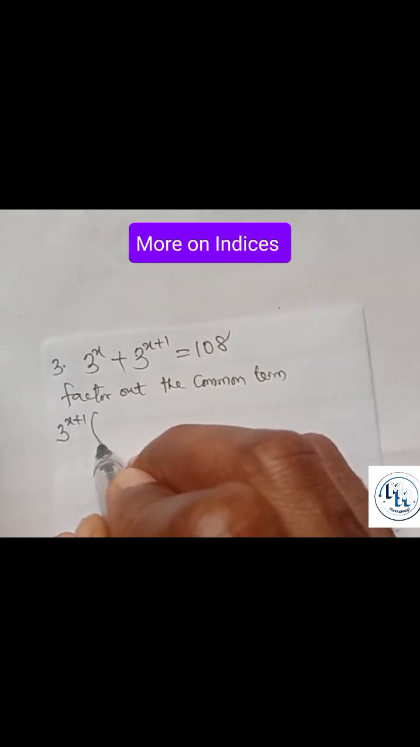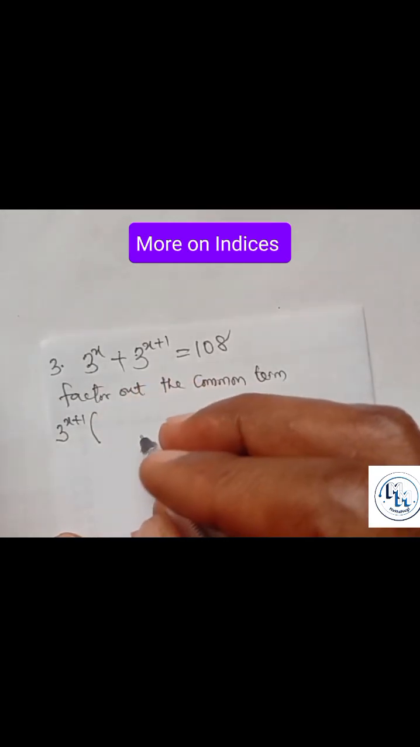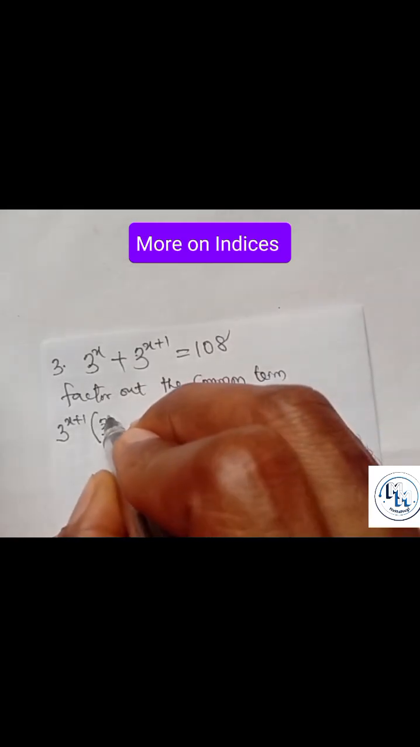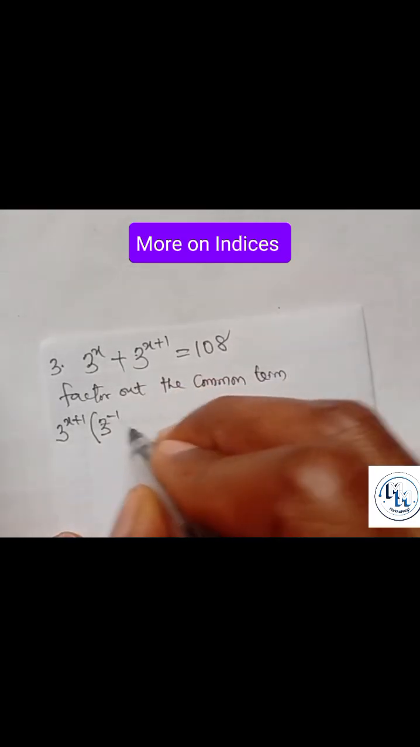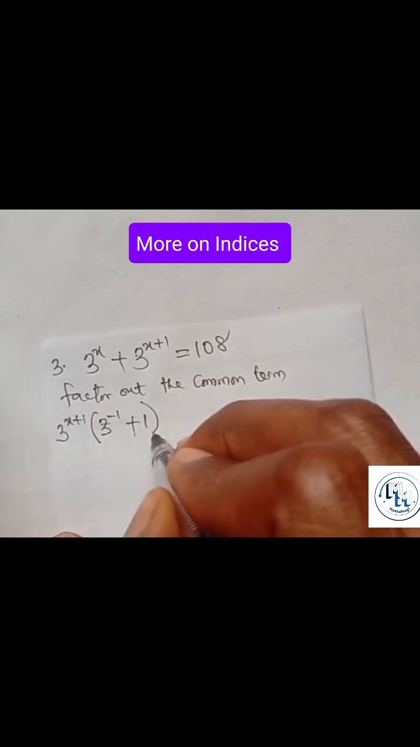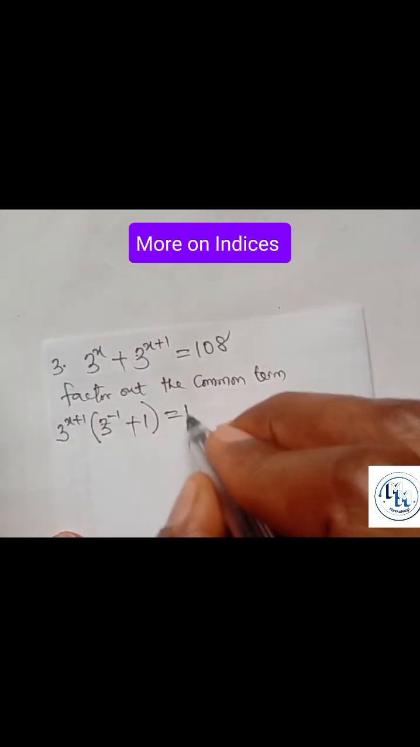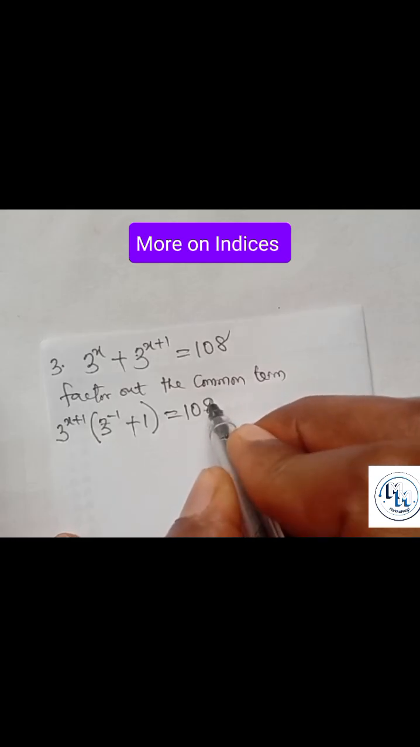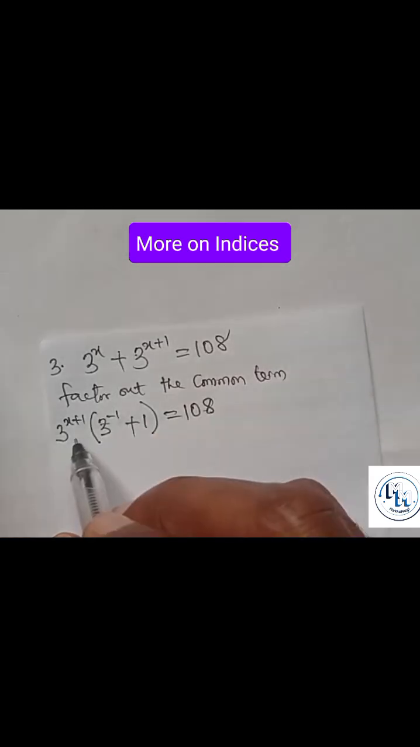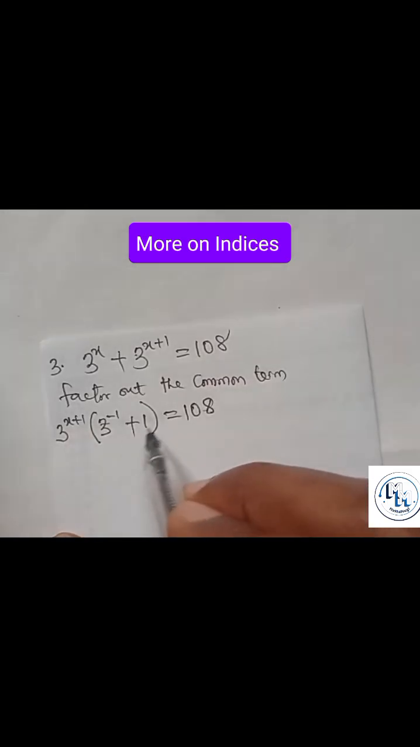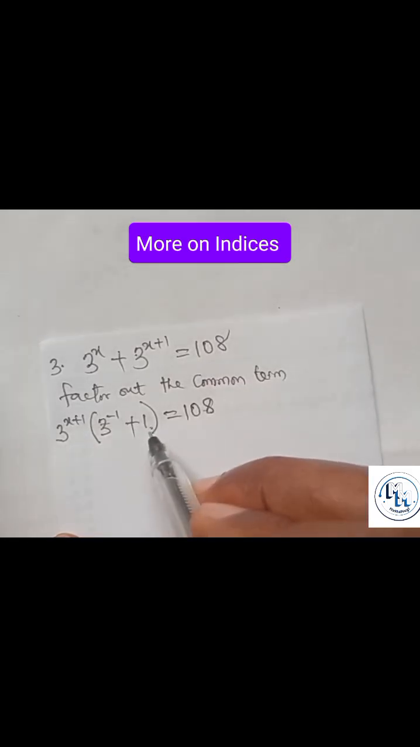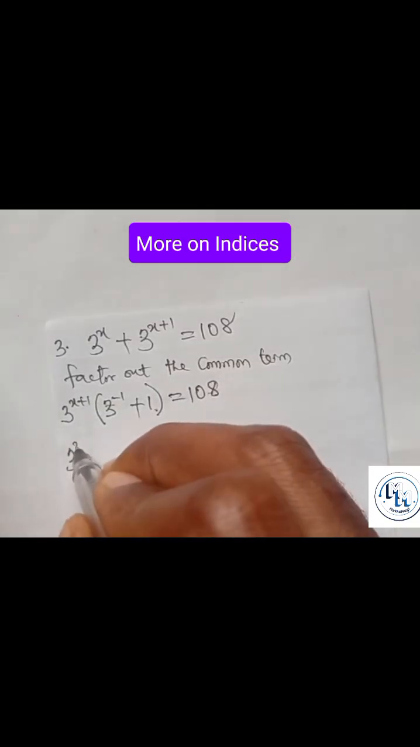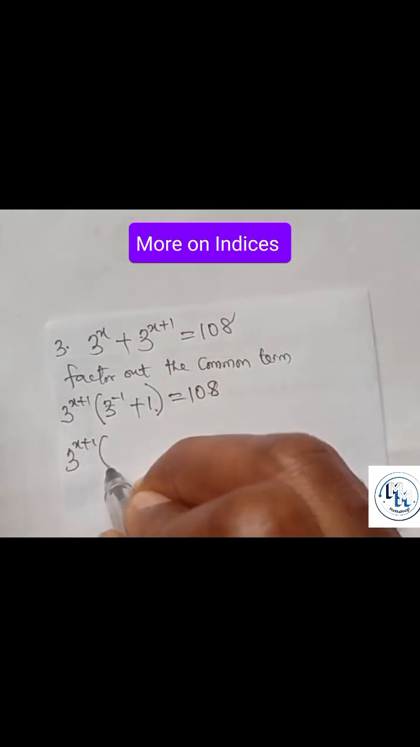All right. Then here I'm going to have 3 to the power minus 1 plus 1, equal to 108. To always confirm if what is in the bracket is correct, always multiply what is outside with the one inside. Is that okay? All right. Now let's focus on what is in the bracket.